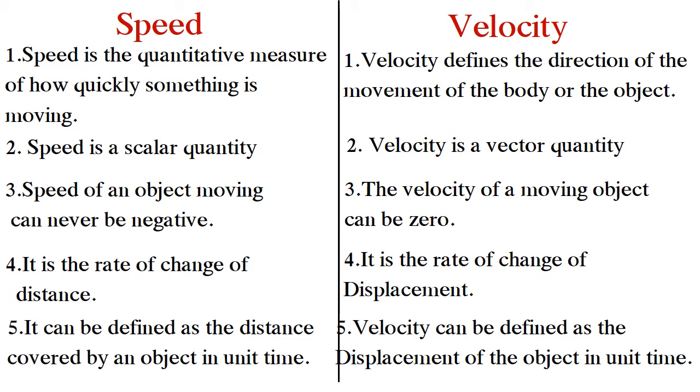Speed can be defined as the distance covered by an object in unit time. Velocity can be defined as the displacement of the object in unit time. See here, speed is distance covered by an object in unit time, and velocity is the displacement of the object in unit time. This is important: distance covered, and here, displacement of the object. So this is the difference between speed and velocity.